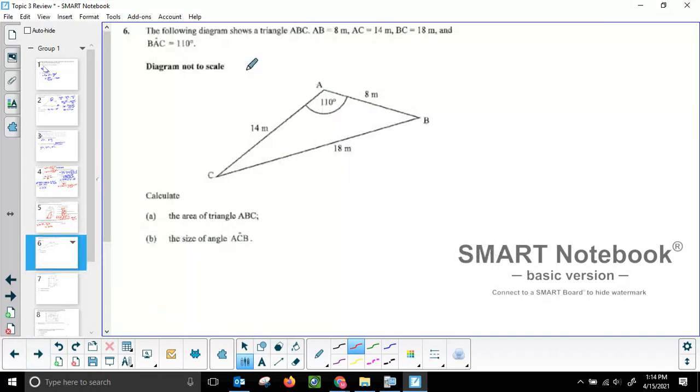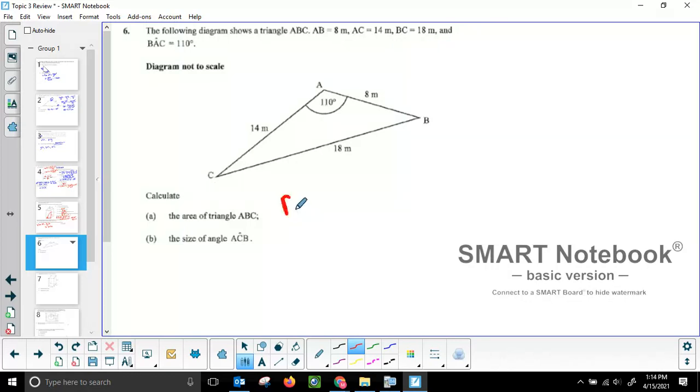Okay, the following diagram shows a triangle ABC. AB is equal to 8 meters, and AC is equal to 14 meters. BC is equal to 18 meters. Right? And BAC is 110. So it puts everything on here. Right? So A, calculate the area of triangle ABC.